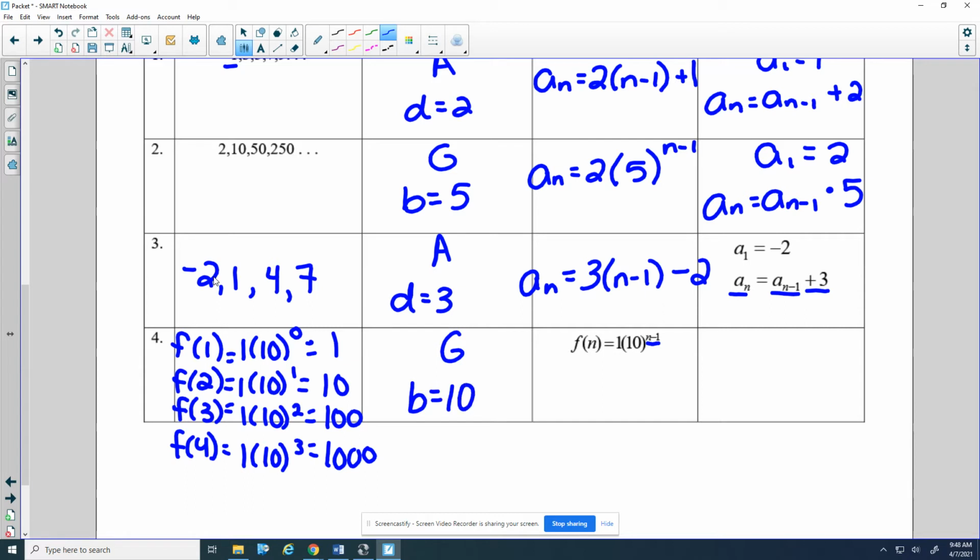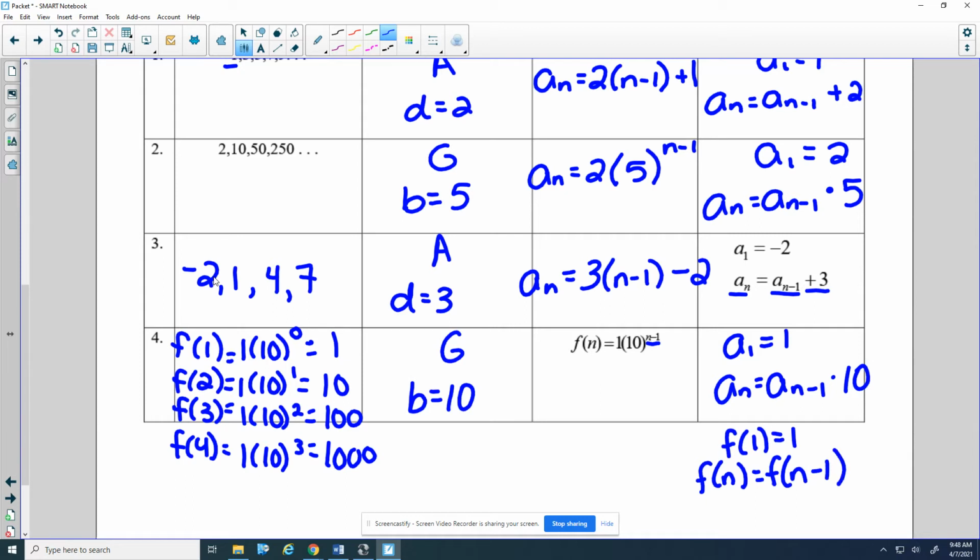So when I write my recursive definition, I say I start with a 1. To get to the next term, I multiply by 10. And actually, I'm going to continue to write this, but then I'm going to change it to function notation just to kind of hammer home that you can write it either way. So if I was writing this in function notation, f of 1 equals 1. To get to the next term, I take the previous term and I multiply by 10. That's just function notation, and I chose to do that in this one because the explicit formula was also written in function notation.